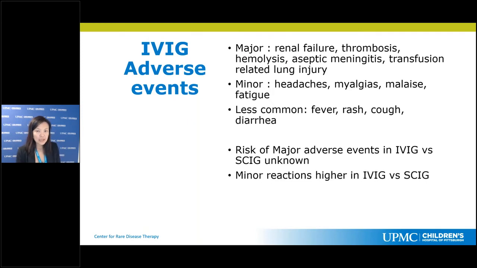So IVIG has been known to have some major adverse events: renal failure, thrombosis, hemolysis. So it can affect your kidneys. Thrombosis just means that it can increase your risk of clots. There have been cases of some lung injury from the infusion. These are very rare. We do see some aseptic meningitis that presents with significant headaches. And then the minor forms, a lot of patients can report headaches and then just feeling not good, feeling tired.